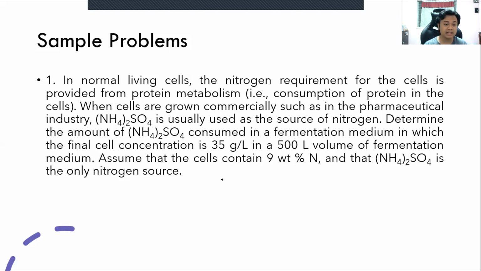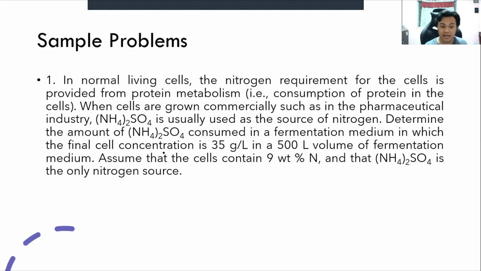In normal living cells, the nitrogen requirement for the cells is provided from protein metabolism, i.e. the consumption of protein in the cells. When cells are grown commercially, such as in the pharmaceutical industry, ammonium sulfate is usually used as the source of nitrogen. Determine the amount of ammonium sulfate consumed in a fermentation medium in which the final cell concentration is 35 grams per liter in a 500-liter volume of fermentation medium. Assume that the cells contain 98% nitrogen and that ammonium sulfate is the only nitrogen source.